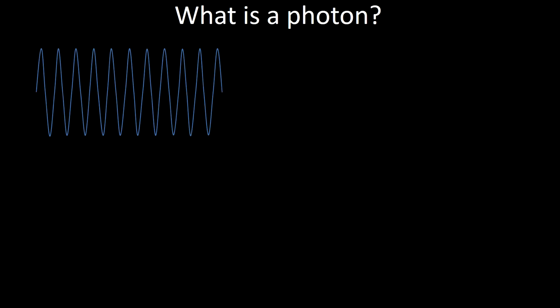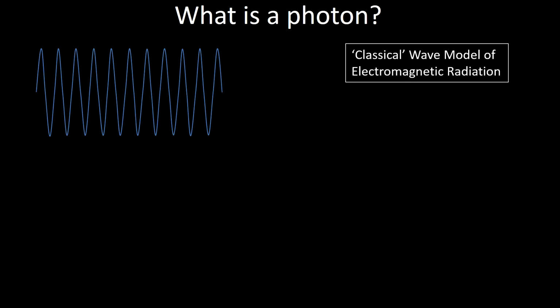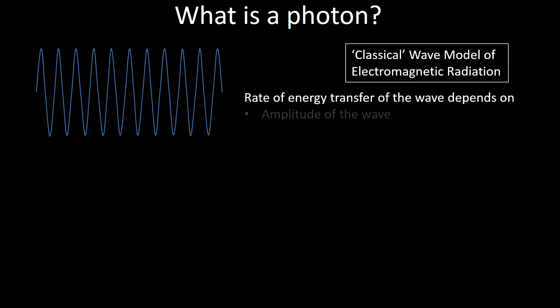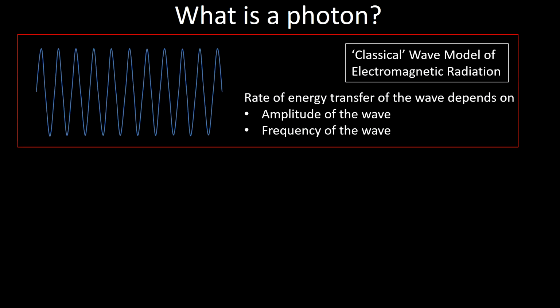And that's just a single continuous wave, and that's called the classical wave model of electromagnetic radiation. The idea of what matters in terms of the rate of energy transfer was the amplitude of the wave and the frequency of the wave. If we increase either of those two things, then we get more energy transferred by the wave every second.